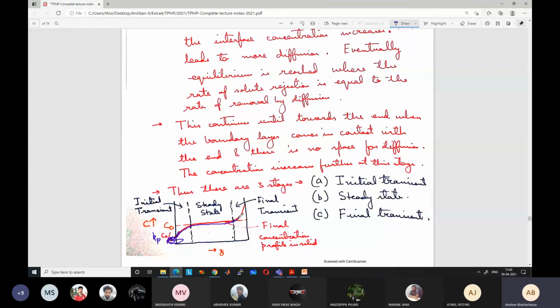Okay. So the entire zone can be divided into three parts. The initial part, which is known as the initial transient, where the concentration is increasing up to the steady state. Then most of the length of the solid, which is the steady state, and then a small final region where the concentration increases. This is known as the final transient.